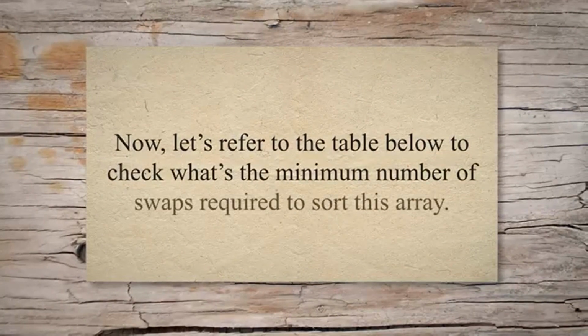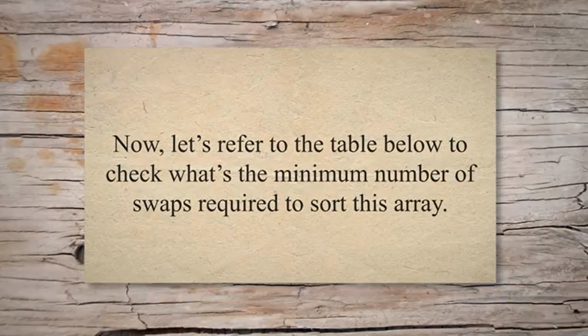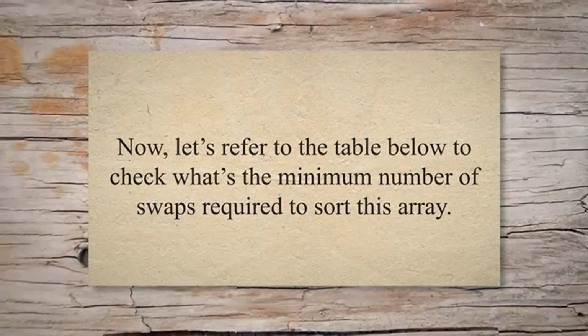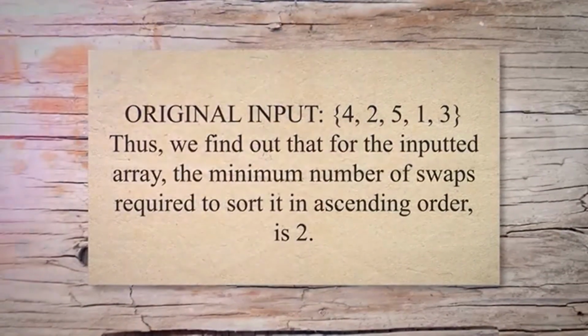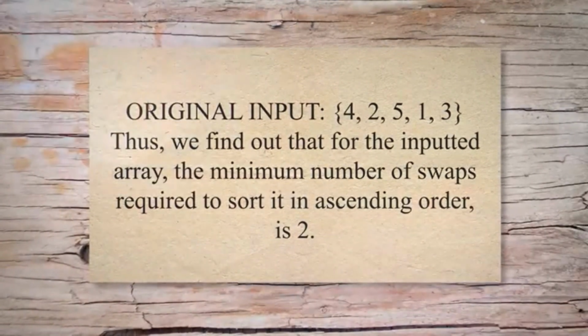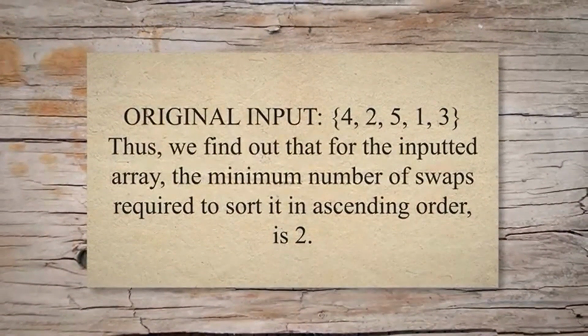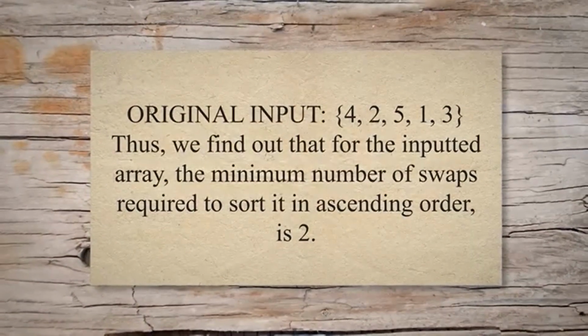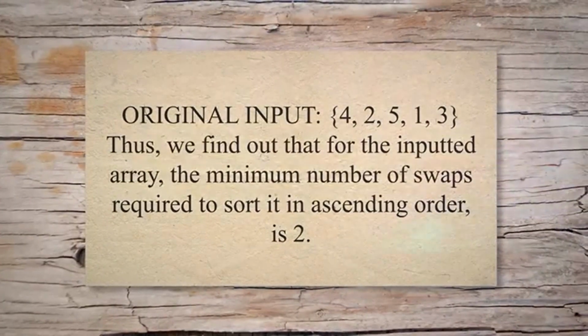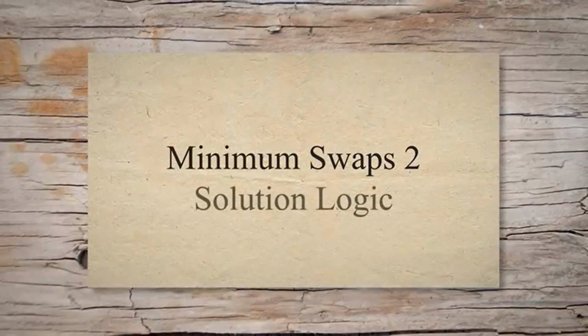Now, let's refer to the table below to check what's the minimum number of swaps required to sort this array. Original input, 4, 2, 5, 1, 3. Thus, we find out that for the inputted array, the minimum number of swaps required to sort it in ascending order is 2. Minimum Swaps 2 solution logic.